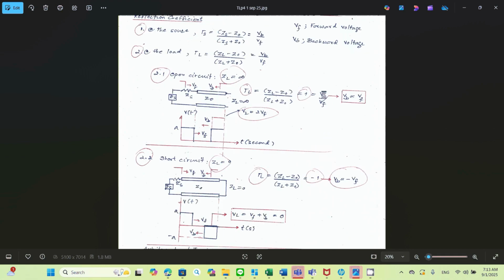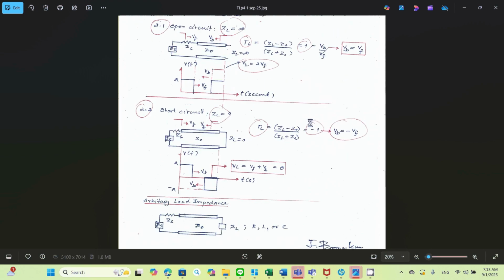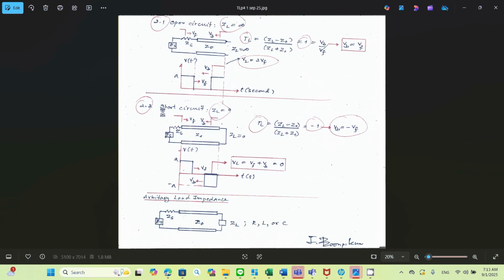That's what we call the matched impedance, ZL equal to Z0. The other case is short circuit, ZL equal to 0. You short circuit at the load end. Your tau L is equal to ZL minus Z0 divided by ZL plus Z0. Since your ZL equals 0, you end up with tau L, the load reflection coefficient, being negative 1.